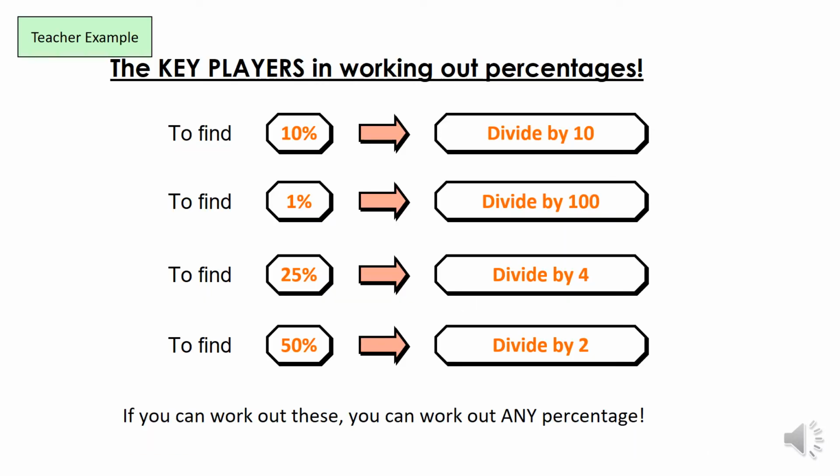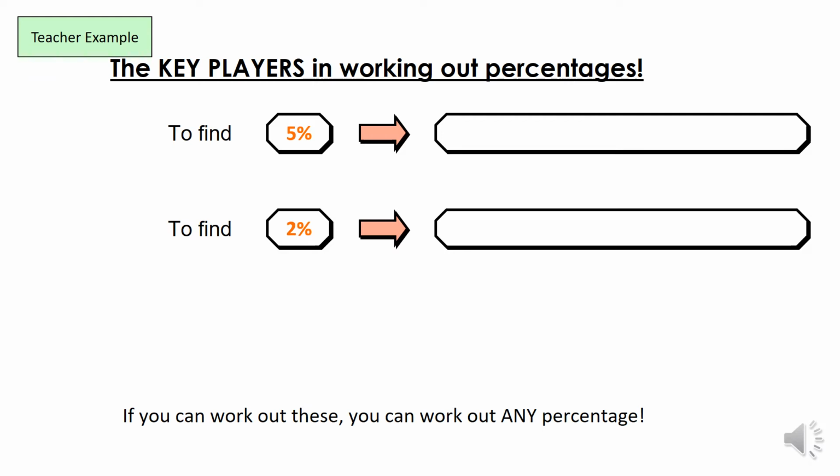Okay, so here we have a key, and what this does is tell you how to calculate specific percentages of amounts. For example, to calculate 10% of an amount, we must divide by 10. To calculate 1% of an amount, we divide by 100. To calculate 25% of an amount, we divide by 4. And to calculate 50% of an amount, we divide it by 2. This key is going to be very important to answer your questions on the later slides.